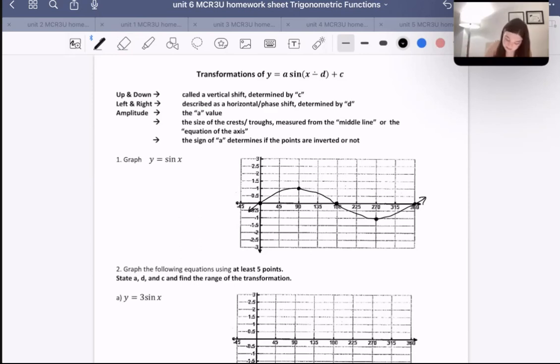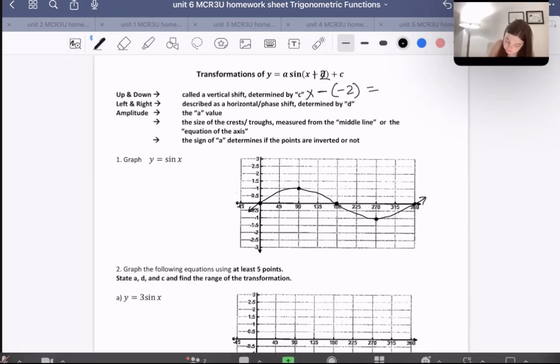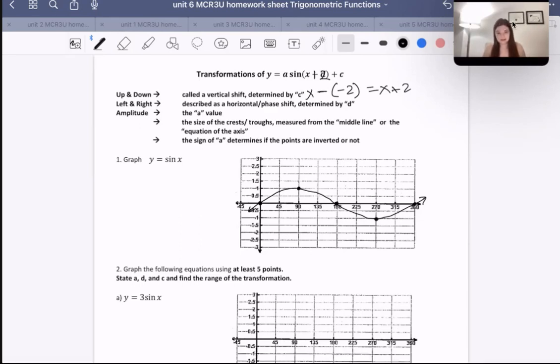Or let's say this is plus 2. Since a negative was originally in the equation, that means D was -2. We have x minus, and then D is -2. That's equal to x plus 2. So that actually means we're going left by 2. It's actually the opposite of what we would think it was. So do keep that in mind with the phase shift. And that's about left and right.